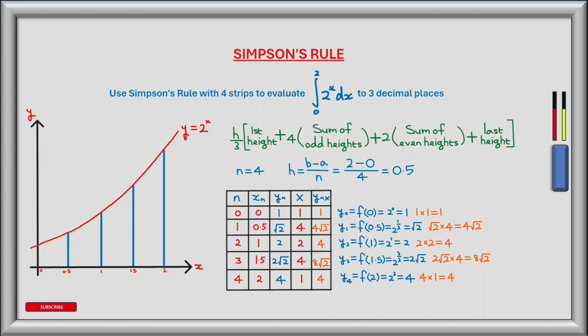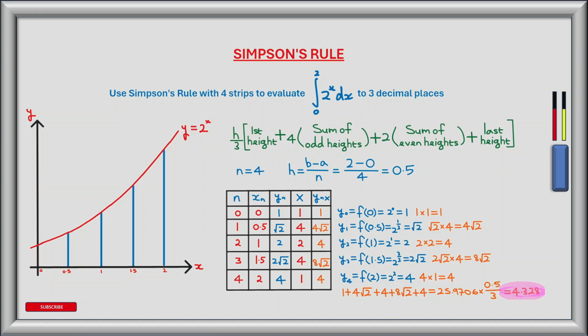So looking at the last row where n is equal to 4, we need to evaluate the function at x equals 2. This will give us the height y4. So the function 2 to the power of x, where x is equal to 2, gives 2 to the power of 2, which is 4. Now this is the last height, so it has a multiplier of 1, and this will give us 4.